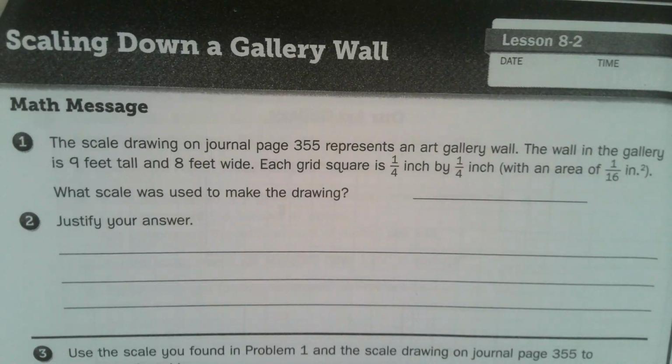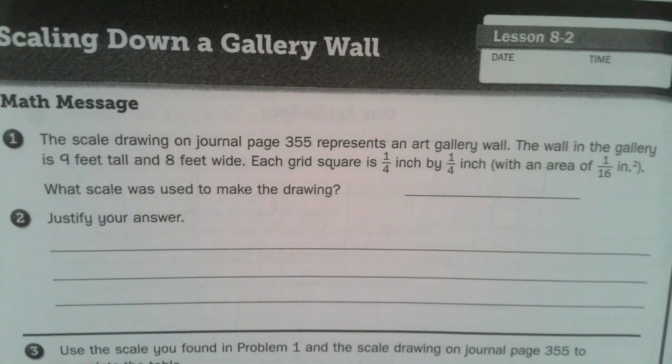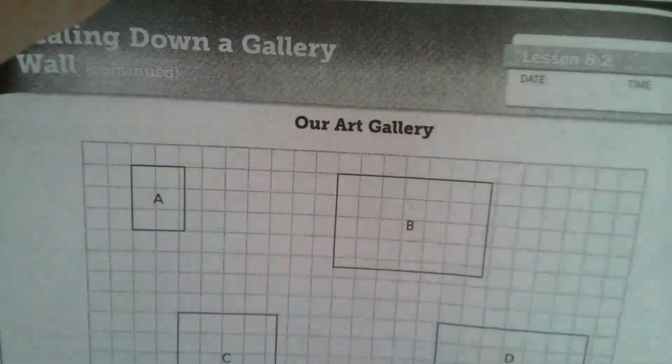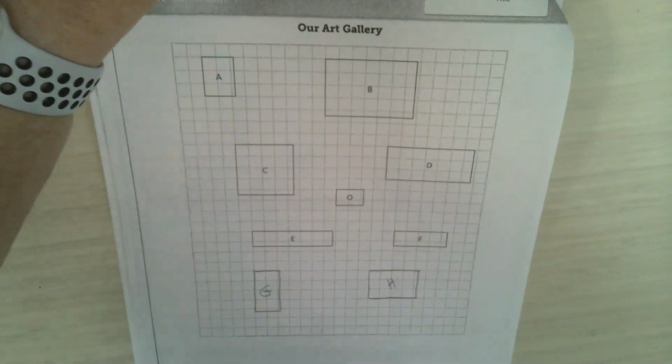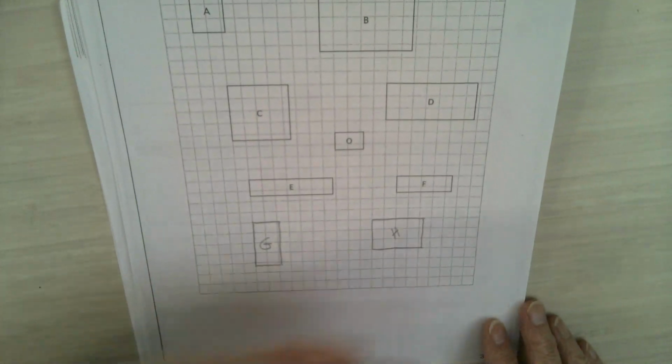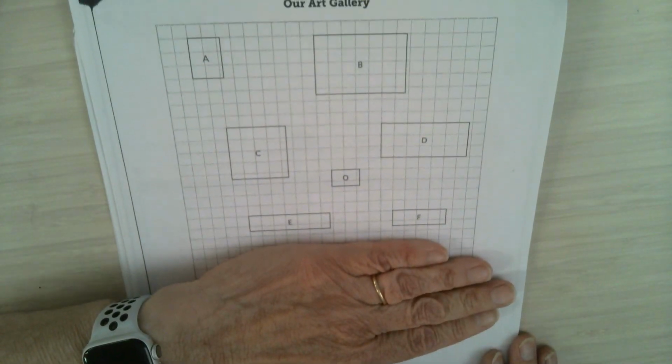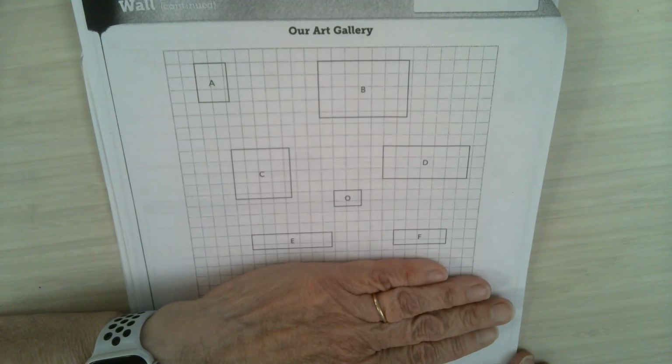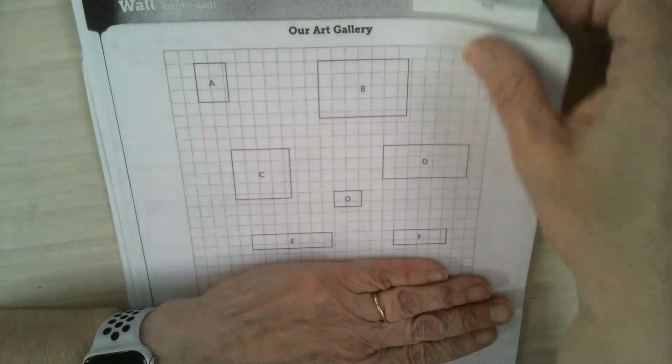Okay, now you should be on page 354. It says the scale drawing on journal page 355 represents an art gallery. Okay, this is page 355. This is your art gallery, and they have different displays. They don't have G and H drawn yet, but that's your art gallery.